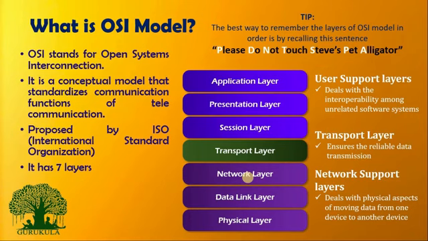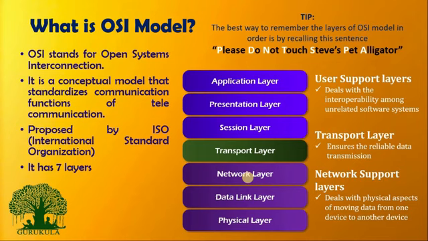The remaining 3 layers of OSI model, namely network layer, data link layer and the physical layer, is what we call network support layers, because it deals with the physical aspects of moving the data from one device to another device. So basically the first 3 user support layers will have interaction with the user, and the bottom 3 layers, network support layers, will have interaction with the network. Your transport layer will exchange the information from the upper 3 layers to the bottom 3 layers, and it manages the reliable connection happening in the network.